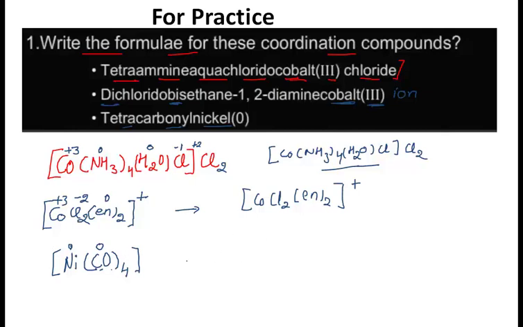So finally it can be written as square bracket Ni(CO)4. This will be the final complex. This is how we write the formula of the compound. So this was the first example.